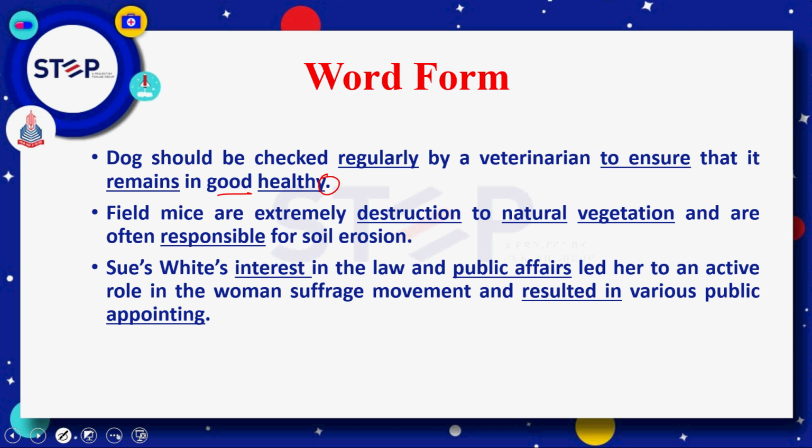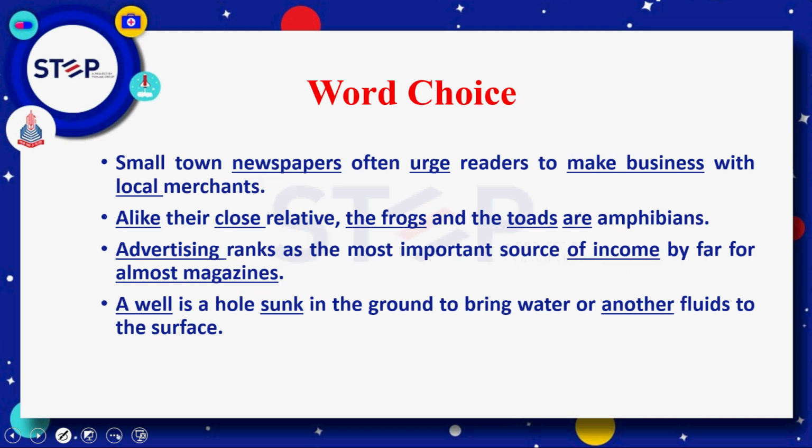Field mice are extremely destructive. Over here, it should be destructive to natural vegetation. Sue White's interest in the law and public affairs led her to an active role in the woman suffrage movement, suffrage means voting, and resulted in various public appointments. So various public, because various and public are adjectives, so after that there needs to be a noun.